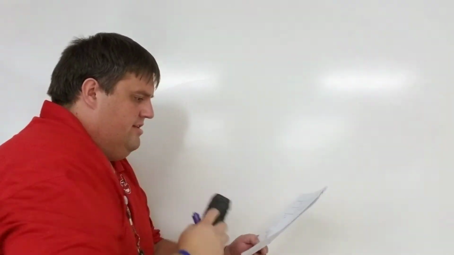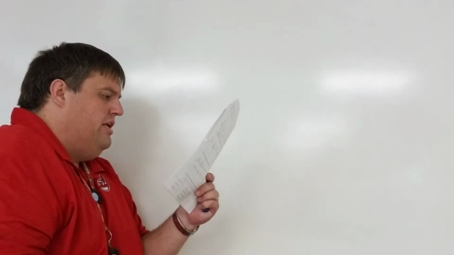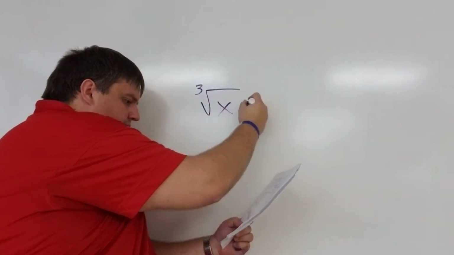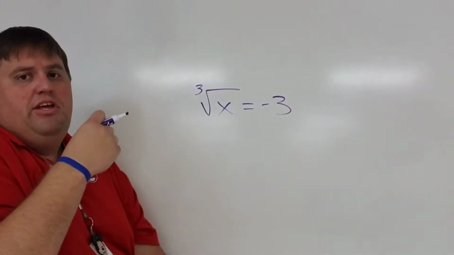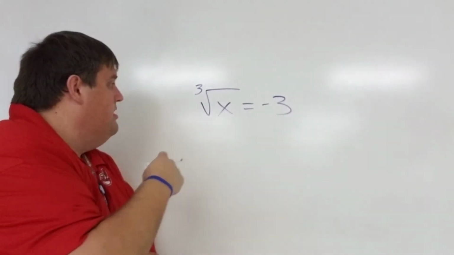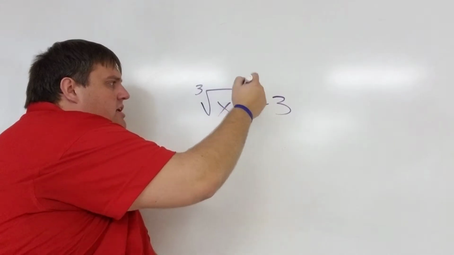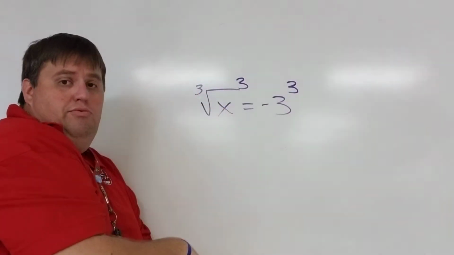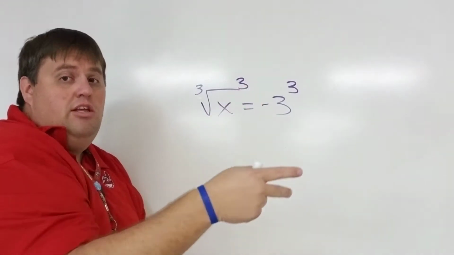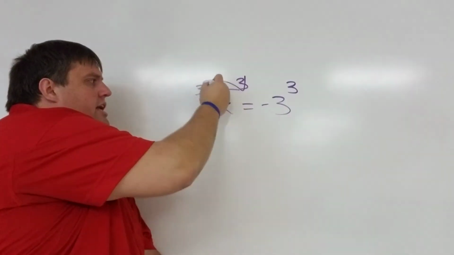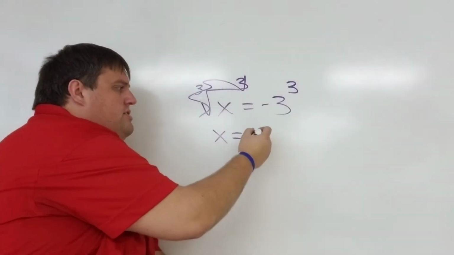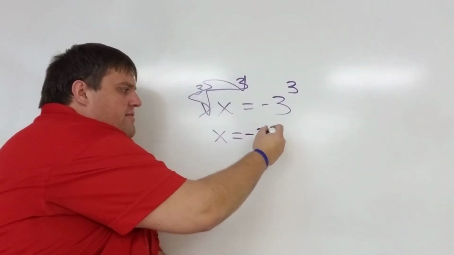Number 20, we have a cube root already. So to get rid of the cube root, I need an exponent. So I'm going to use the exponent 3 on both sides. It's a 3 because it's a cube root. So you see the 3, use a 3. They're going to cancel. We just have x. Negative 3 times negative 3 times negative 3 is going to be negative 27.